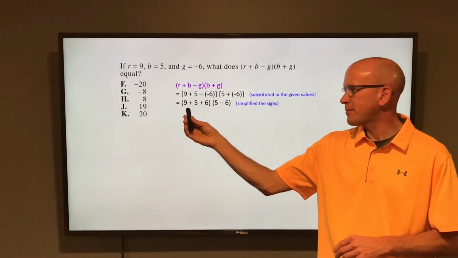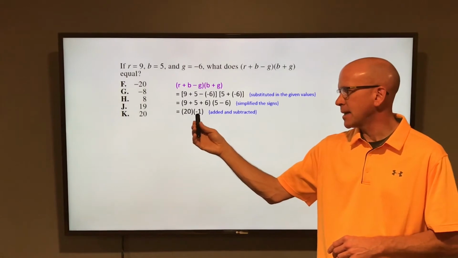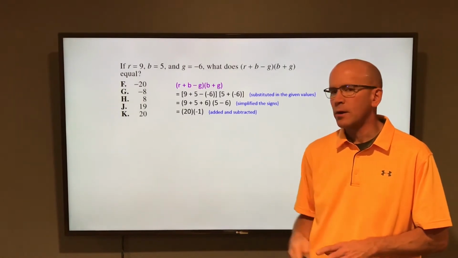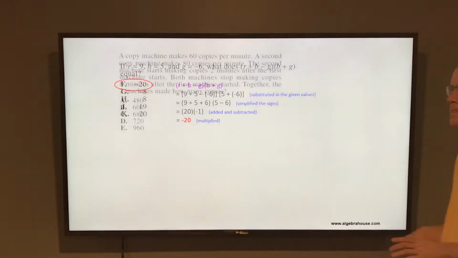So 9 plus 5 plus 6, that's going to be 20. And 5 minus 6, that is -1. So we're looking at 20 times -1, and that is -20, which is letter F.